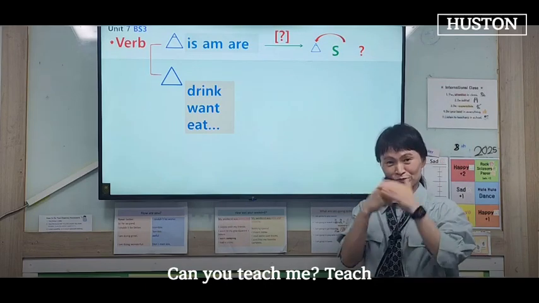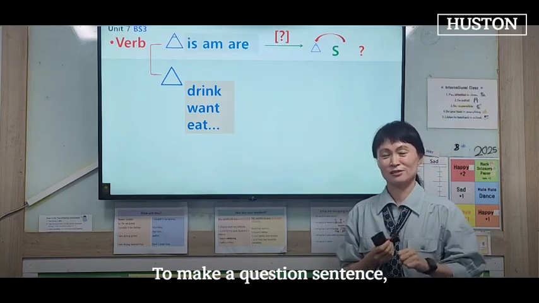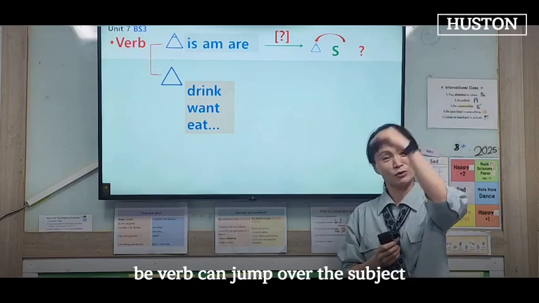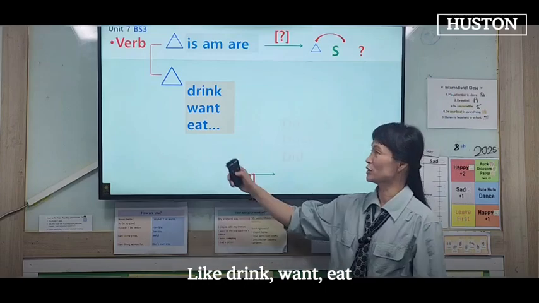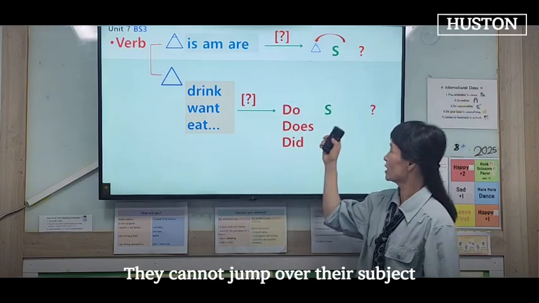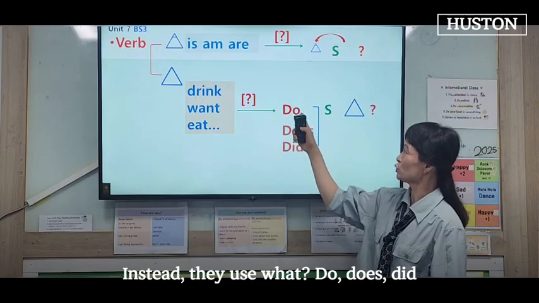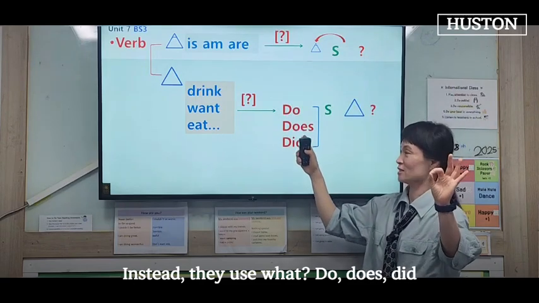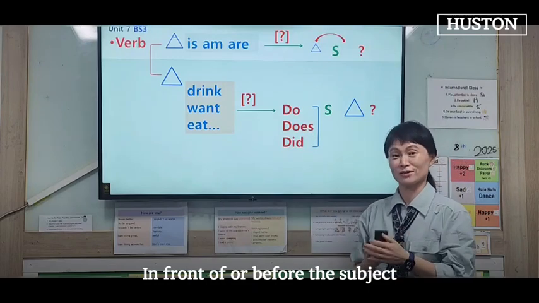Can you teach me? Teach. To make a question sentence, be verbs can jump over the subject. Well done. What about other verbs like drink, want, eat? They cannot jump over the subject. Instead, they use what? Do, does, did in front of, or before, the subject.